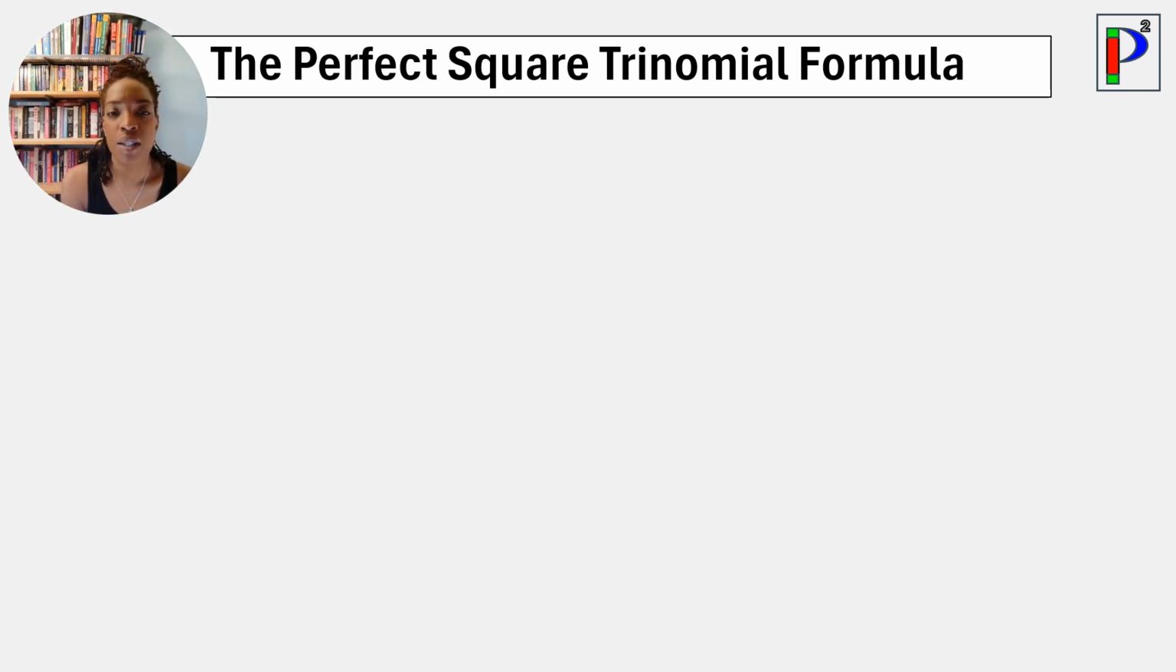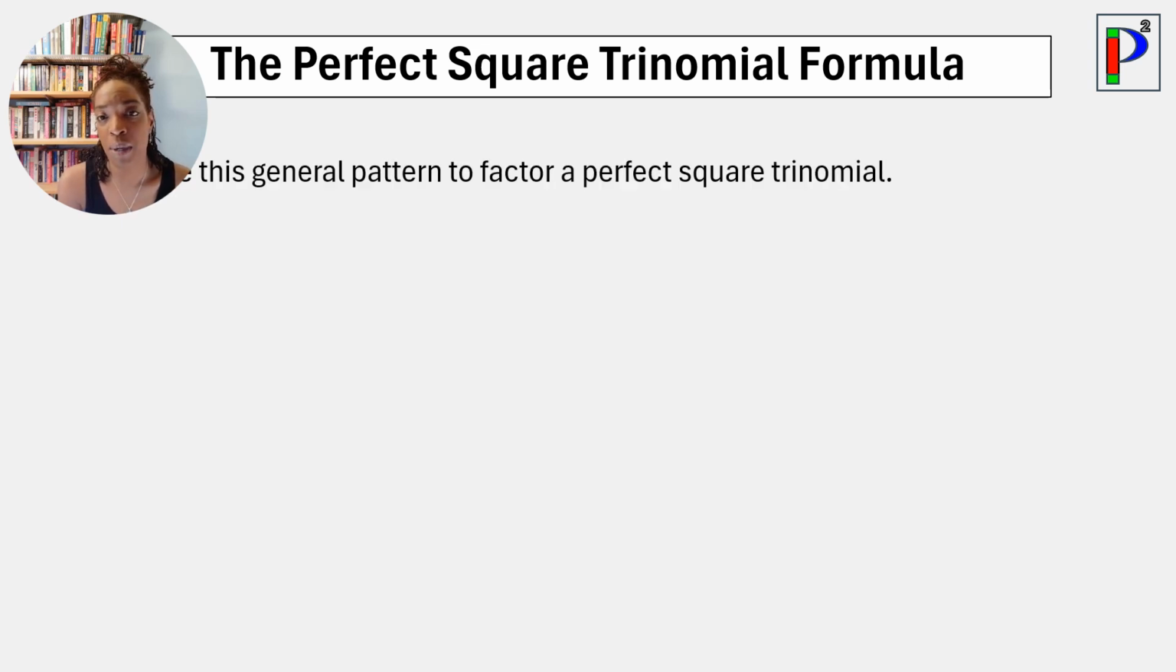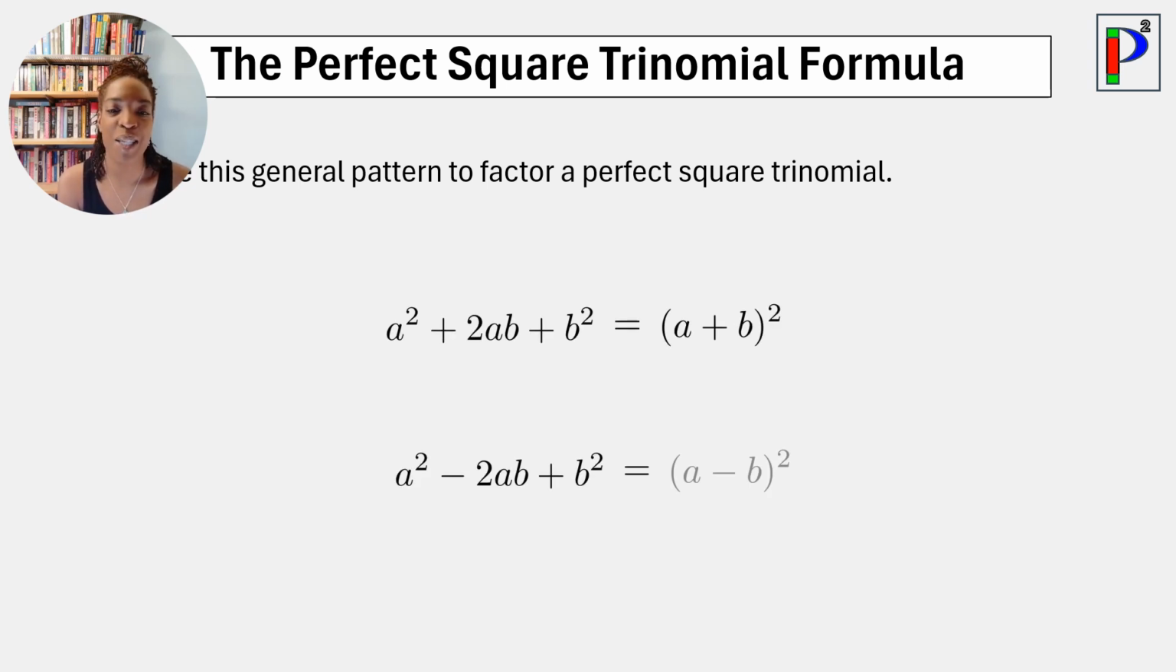We can use this to generalize a pattern when factoring a perfect square trinomial. The trinomial a squared plus 2ab plus b squared is equal to the quantity a plus b, squared. Similarly, the trinomial a squared minus 2ab plus b squared is equal to the quantity a minus b, squared.